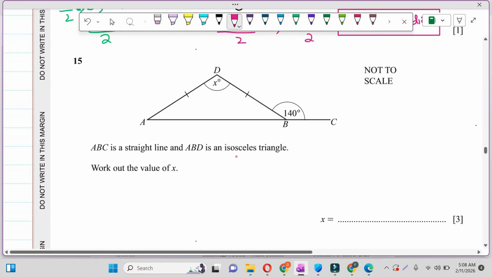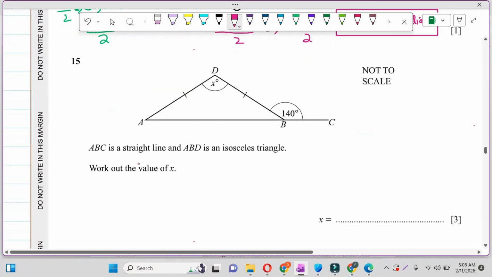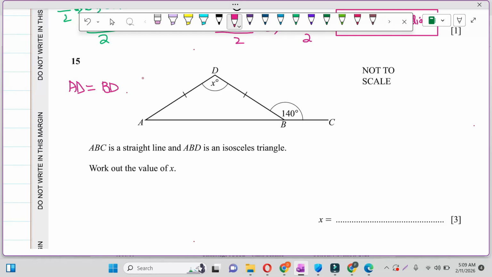Question number 15. ABC is a straight line, and ABD is an isosceles triangle. We know that in an isosceles triangle, two sides are equal, and this symbol shows the equal sides. So AD is equal to BD. So the angles opposite to these sides will always be equal. Work out the value of x.